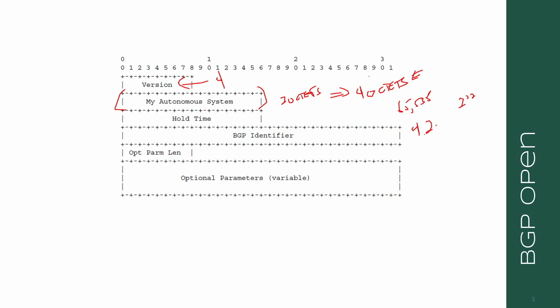So this is out there. Most implementations now support this. There is also a capability that tells the speaker what number of octets the autonomous system numbers will be carried as in the open and in other spaces.